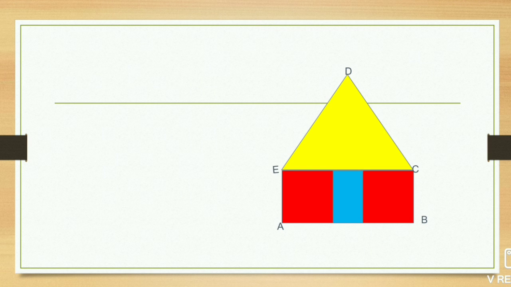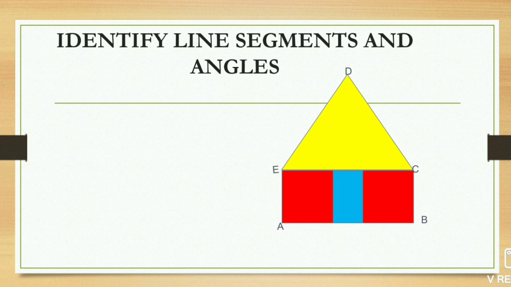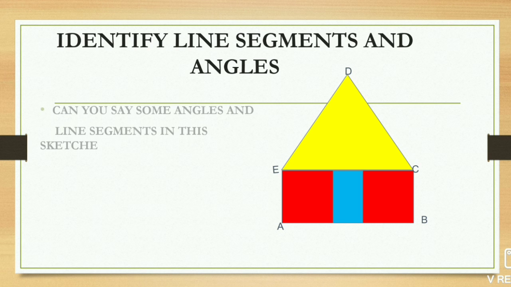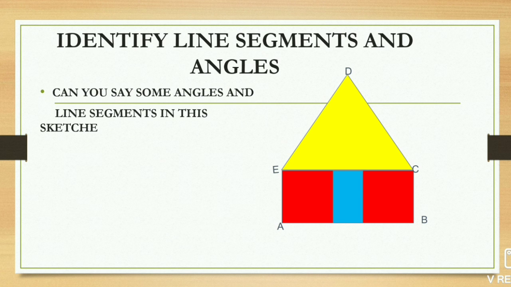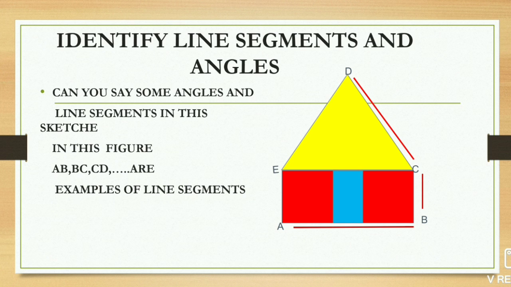Now see this figure. Identify lines and segments and angles. Can you say some angles and line segments in this sketch? Yeah, AB is a line segment, BC, CD. So in this figure we can write AB, BC, CD and DA and so on. Some more are there, examples of line segments.